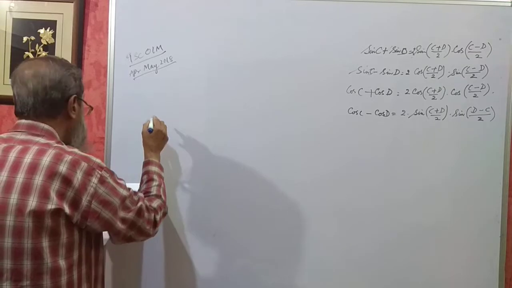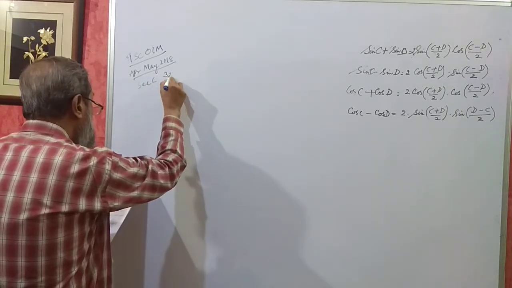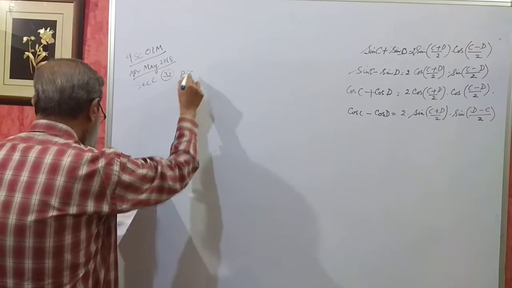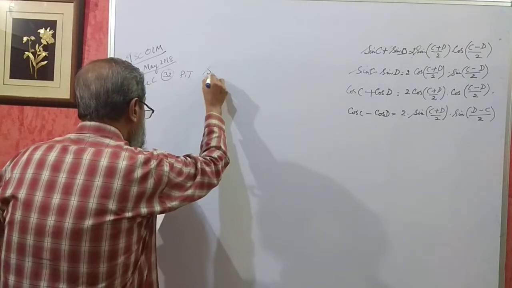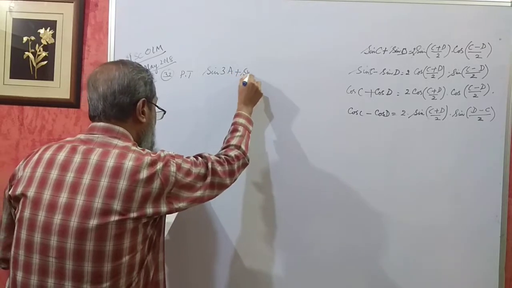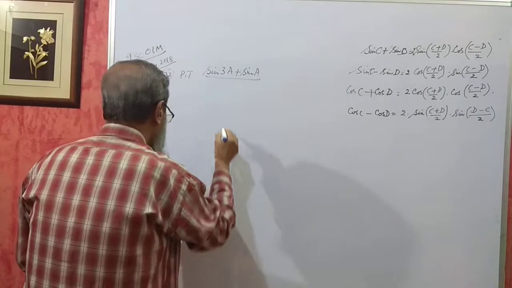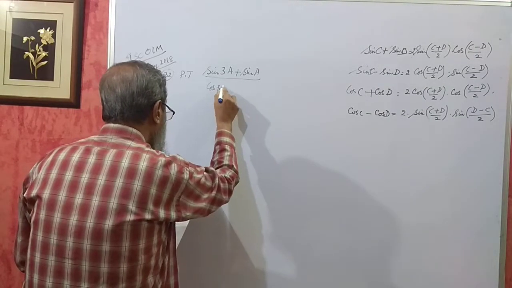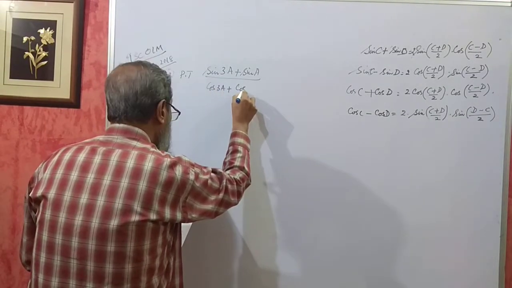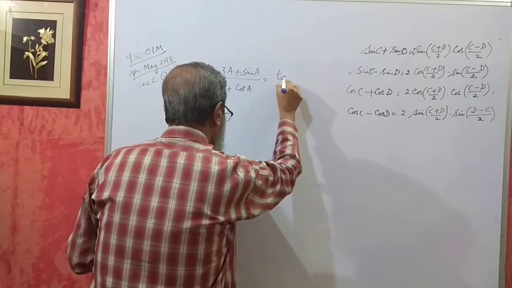April-May 2018, section C, 32. Prove that sin 3a plus sin a, very simple 5 marks problem, divided by cos 3a plus cos a is equal to tan 2a.